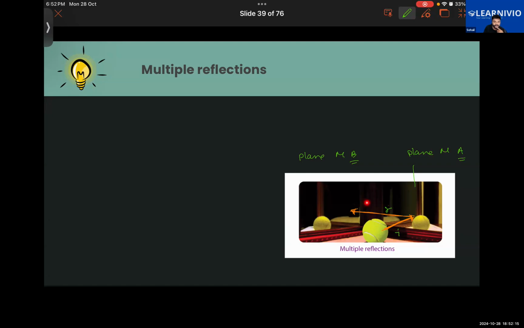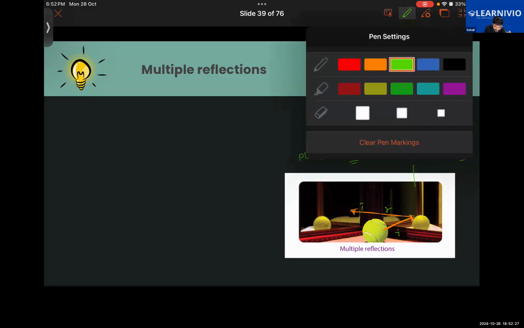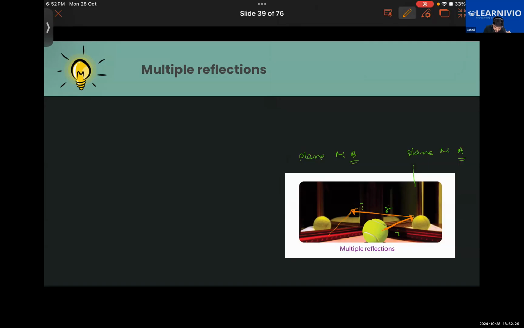Yes or no? Yes, sir. The ray that has got reflected from the plane mirror A will be falling on the plane mirror B. So for the plane mirror B, it becomes the incident ray now, right? Again, it will get reflected back from this, like this, let's say. So the last ray which I have drawn, what will it be? Reflected ray now.